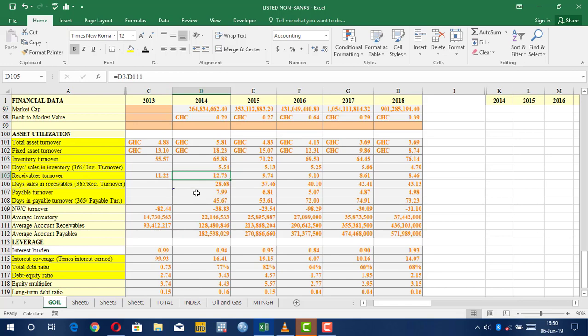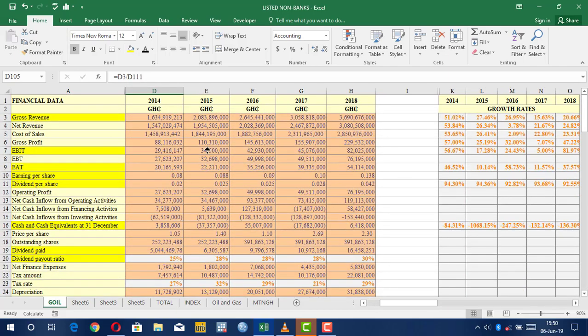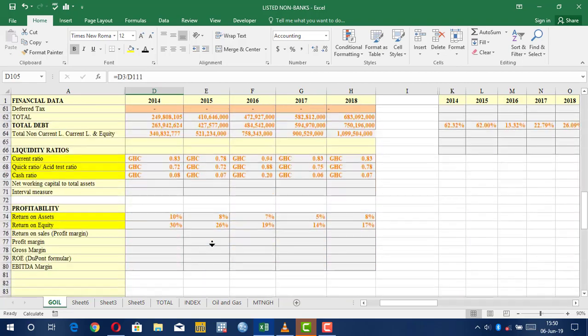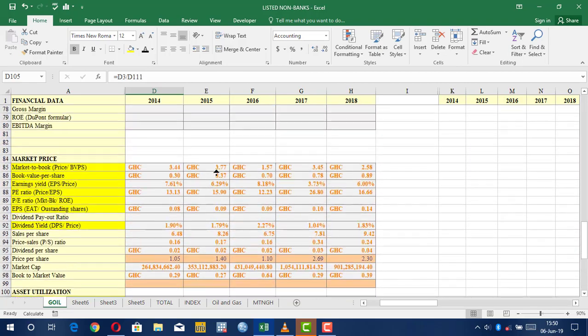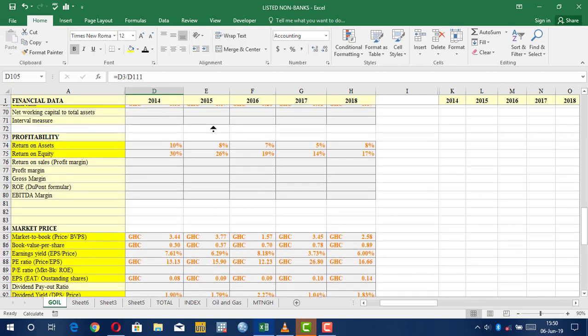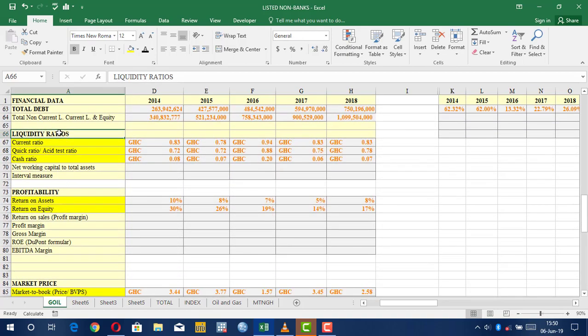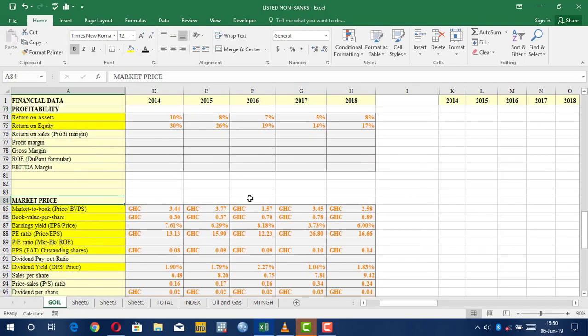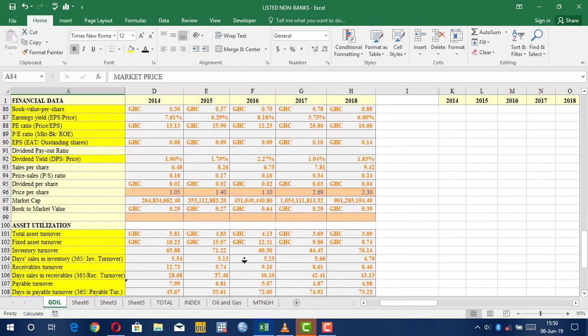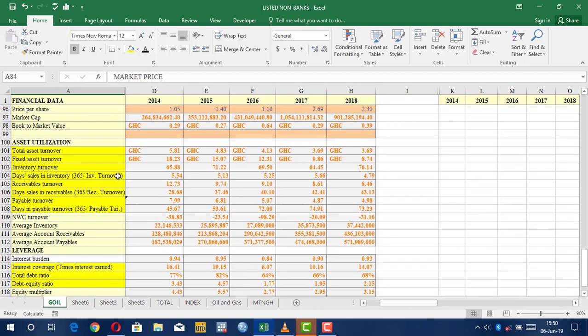Our previous videos focused on the trend in terms of their revenue growth rates, their EBIT, earnings after tax. Then we came to do some ratio analysis focusing on three basic ratios. We looked at the liquidity ratios, the profitability ratios, and then some market price ratios. Today, as I said earlier on, we are going to focus on asset utilization and some leverage ratios.